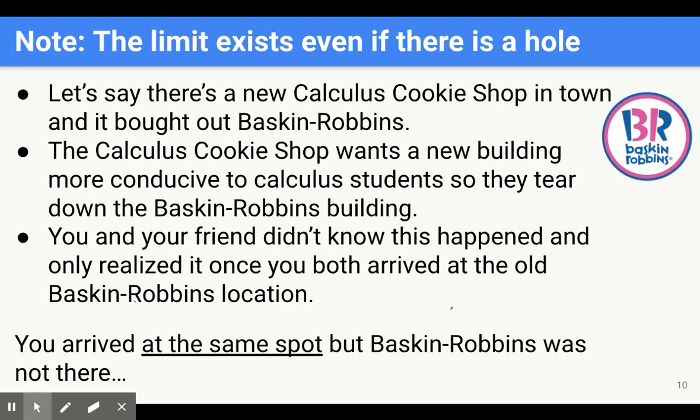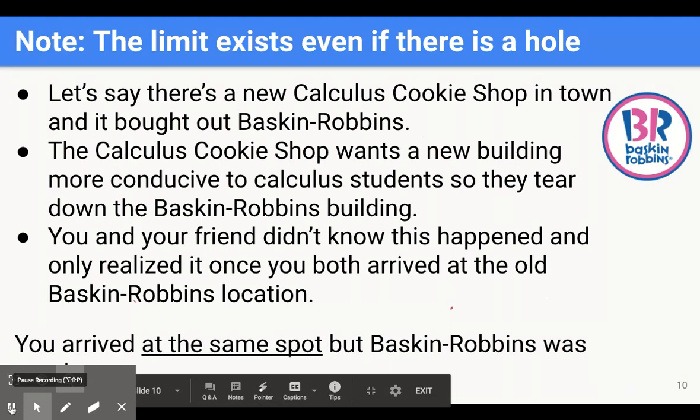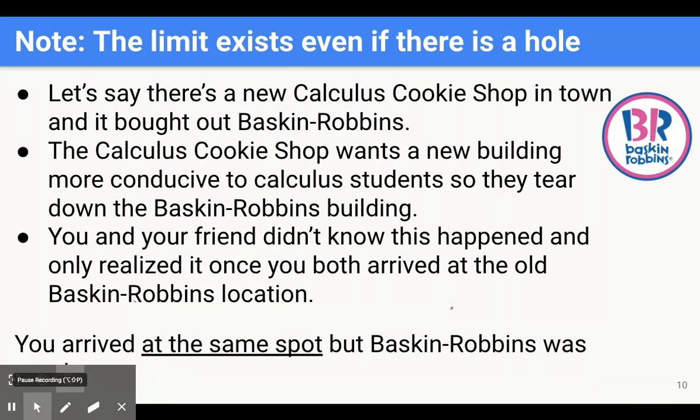This was like our graph of g of x, which could not have x equals 2. The function intended to go to that place, just like you and your friend intended to go to Baskin-Robbins. And you did end up at the same place, even though the point was not there. So limits exist if you tend to go towards the same place, not if you actually have that value. Limits are about where the function is headed, not where the function arrives.